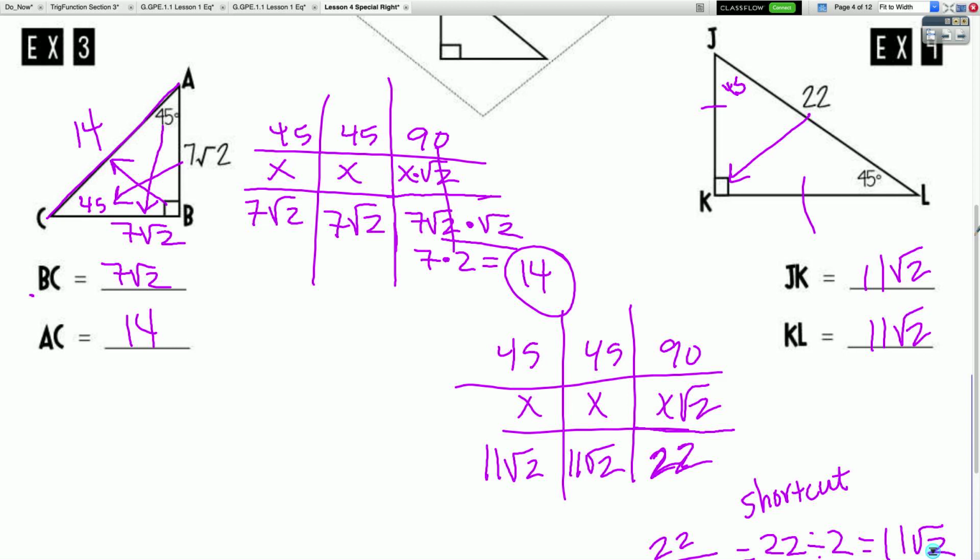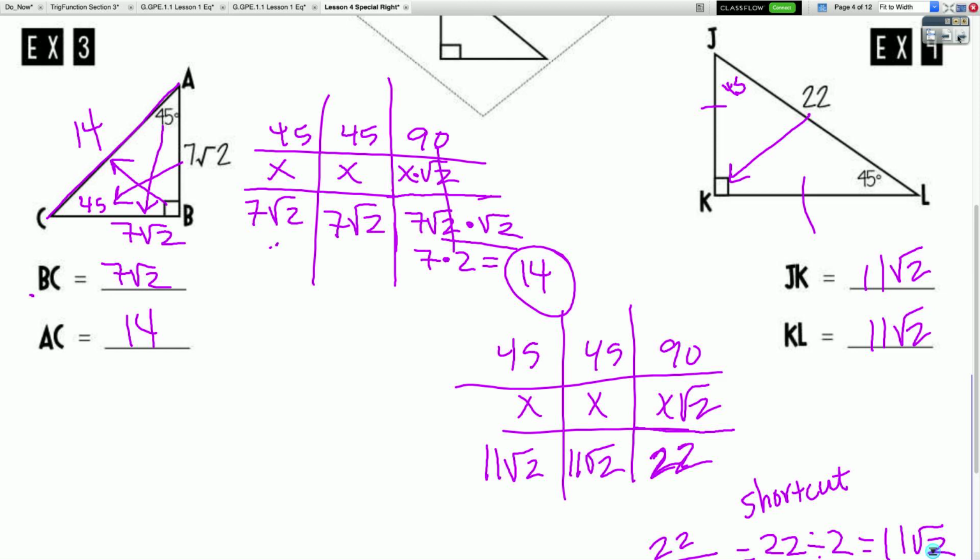Yeah. So the difference was, on this example, we started with my x value, and we're trying to find my x square root of 2 value. So we needed to multiply here. Since we started with the x square root of 2 value, we have to divide to work backwards.